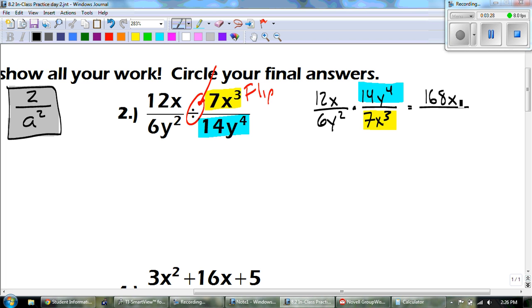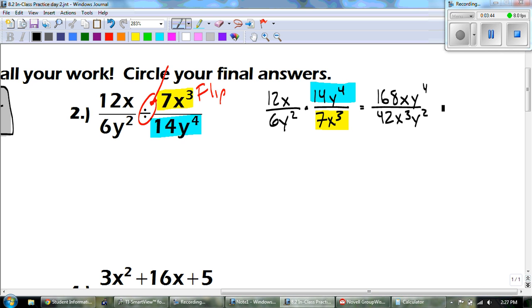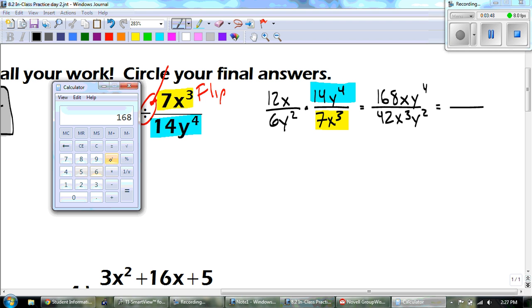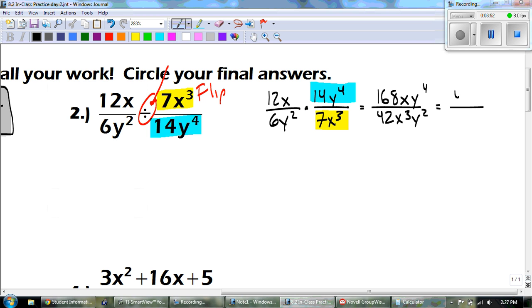And then we have x, y to the 4th. And now multiply the bottom. 6 times 7 is 42. We have x cubed, y squared. Okay, so we have 168. I have to divide that by 42, and we get 4, and that's going to be on the top.